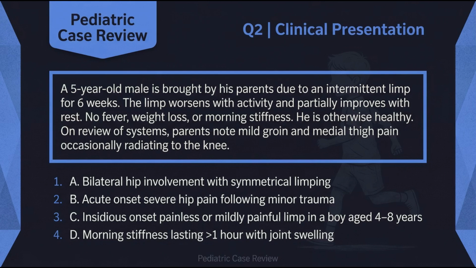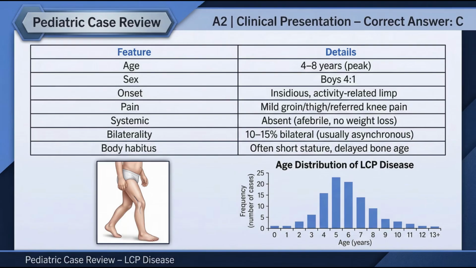Option A. Bilateral hip involvement with symmetrical limping. Option B. Acute onset severe hip pain following minor trauma. Option C. Insidious onset painless or mildly painful limp in a boy aged 4 to 8 years. Option D. Morning stiffness lasting more than 1 hour with joint swelling. The correct answer is option C. Insidious onset painless or mildly painful limp in a boy aged 4 to 8 years.